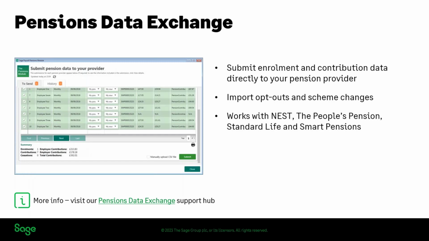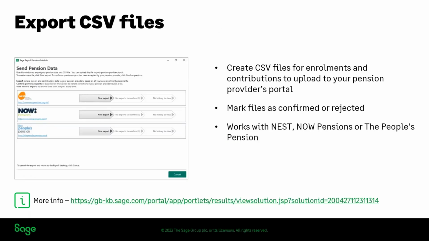Option number 2 is to export a CSV file using the Send Pension Data option. So if you don't have Pensions Data Exchange enabled for your subscription, you will see this option when you go into Send Pension Data. And this allows you to create a CSV file for either Nest, Now Pensions, or the People's Pension. You would then save that CSV file and upload it to your provider's portal.